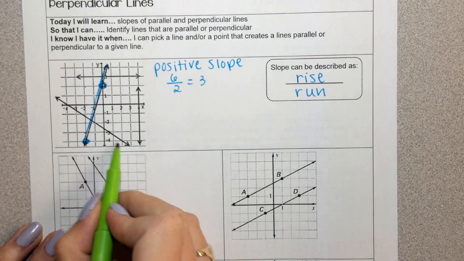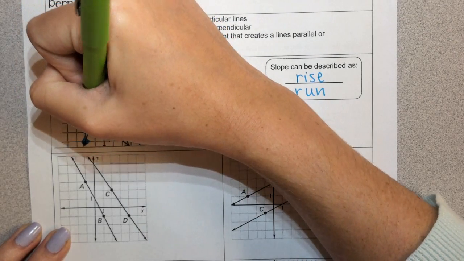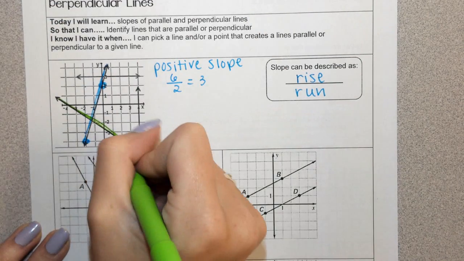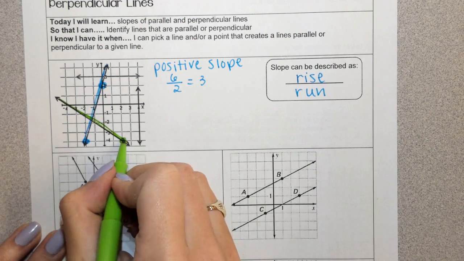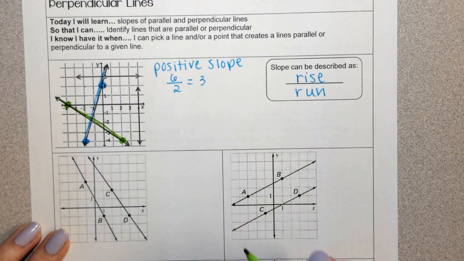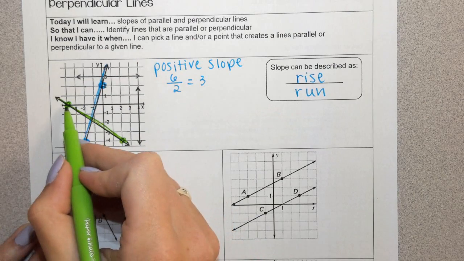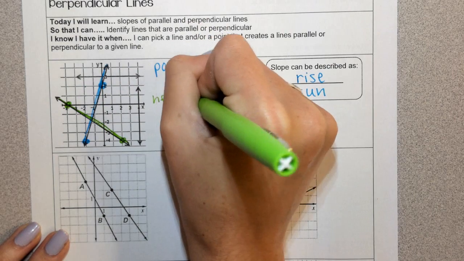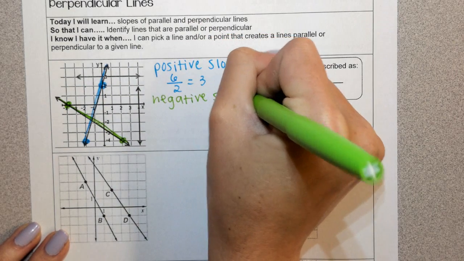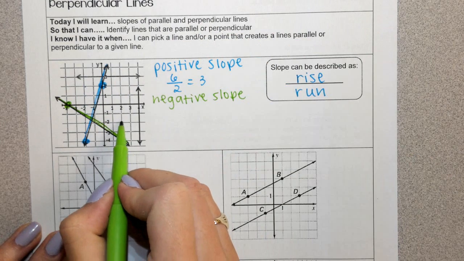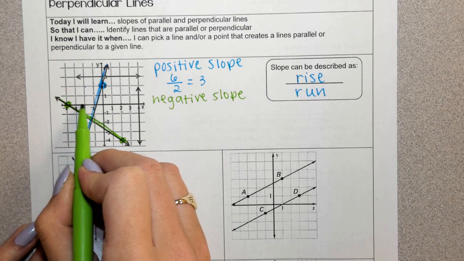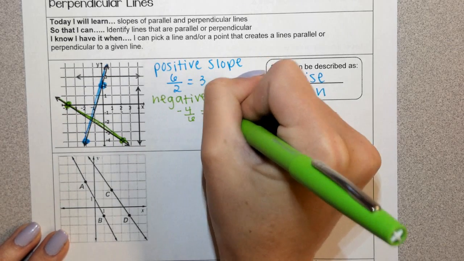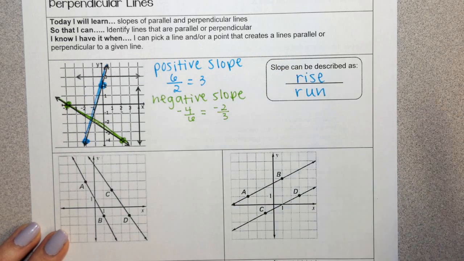Alright, now we're going to look at this line, so I'm going to color it green. And again, we need to pick some points that go through the grid nice and cleanly. When our line is going down to the right, it is a negative slope. If we count the rise over the run, we get a negative slope of negative 4 over 6, which equals negative 2/3 if you simplify.